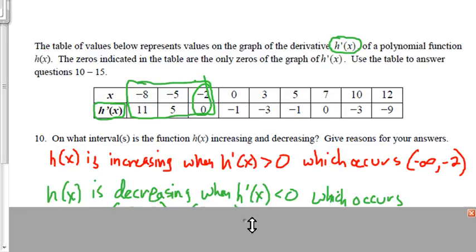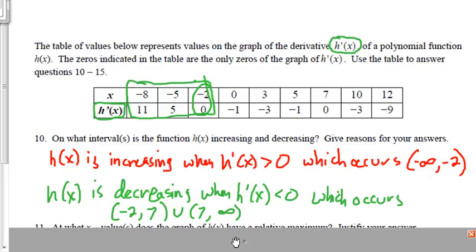Well, the original function is decreasing when h prime of x, the derivative, is less than 0 or negative. So when does that occur? From negative 2 all the way to 7, not including the 7, and then from 7 to positive infinity, because we're just assuming that it's going to keep going that way. Okay? All right, number 11.